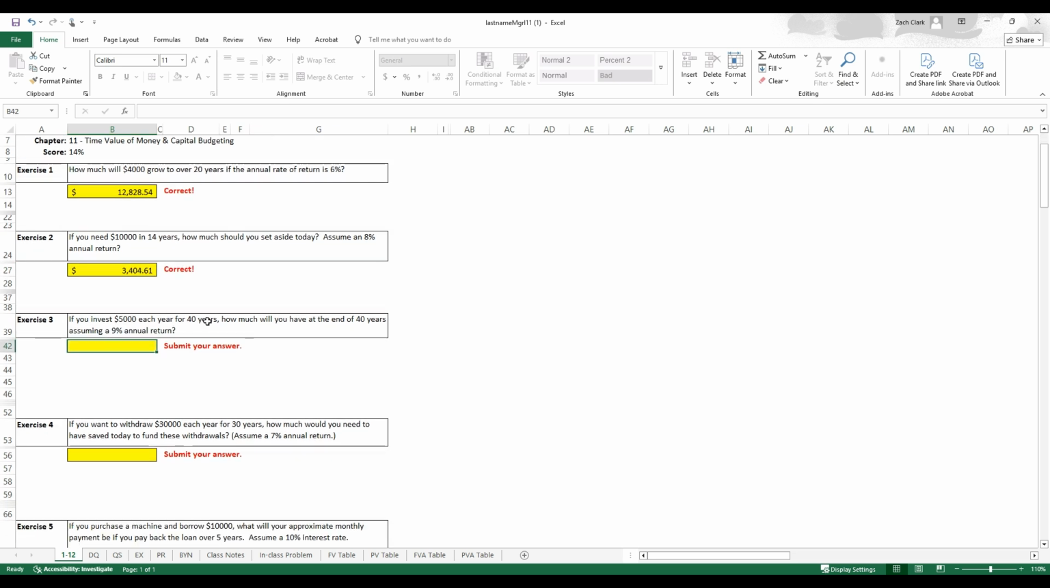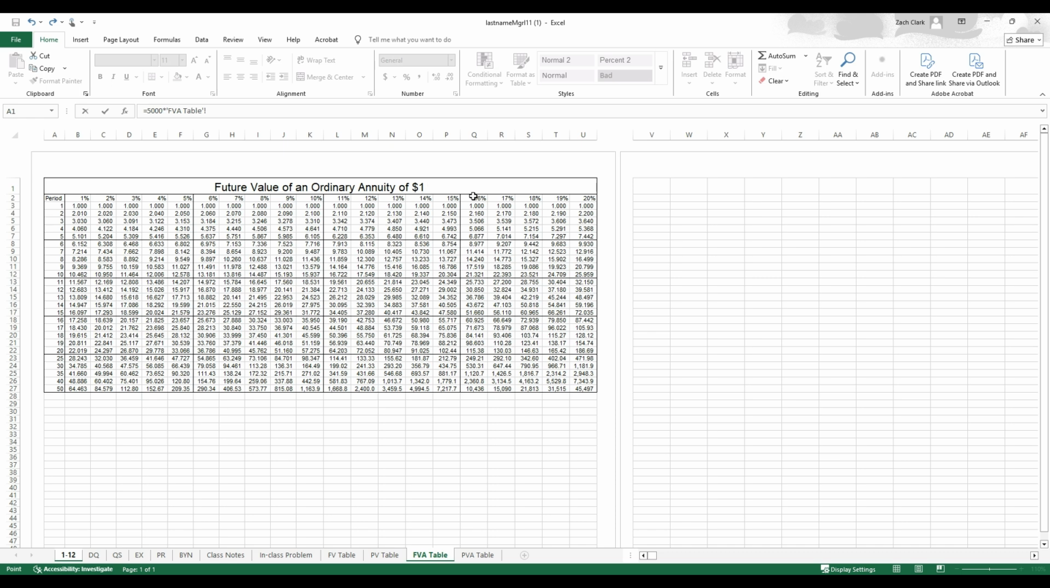If you invest $5,000 each year, so here's the key word, each year, the same amount. That means we're going to work with the annuity tables. And we're doing that for 40 years. How much will you have at the end of those 40 years, assuming a 9% return? So that's where we're going to use the future value of an annuity. And so we just take our 5,000, we go to 40 years, 9%. Here's 9% in 40 years, very low down there.